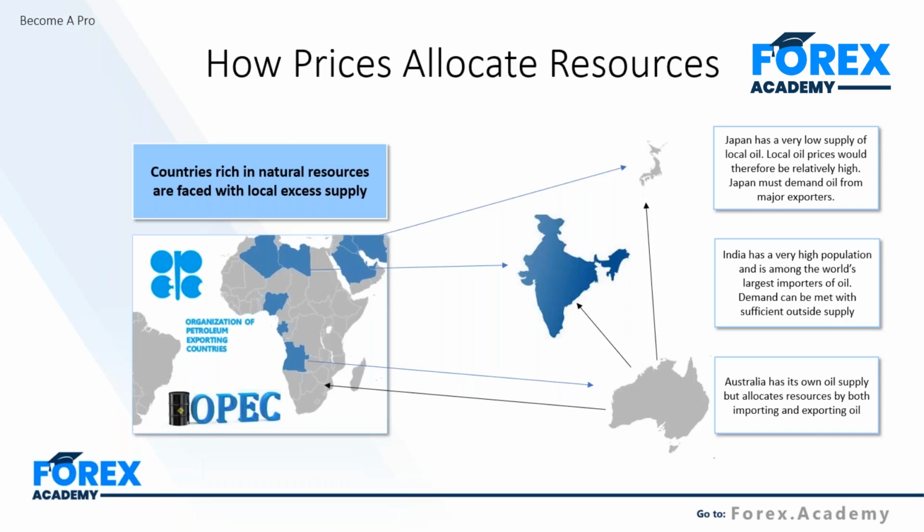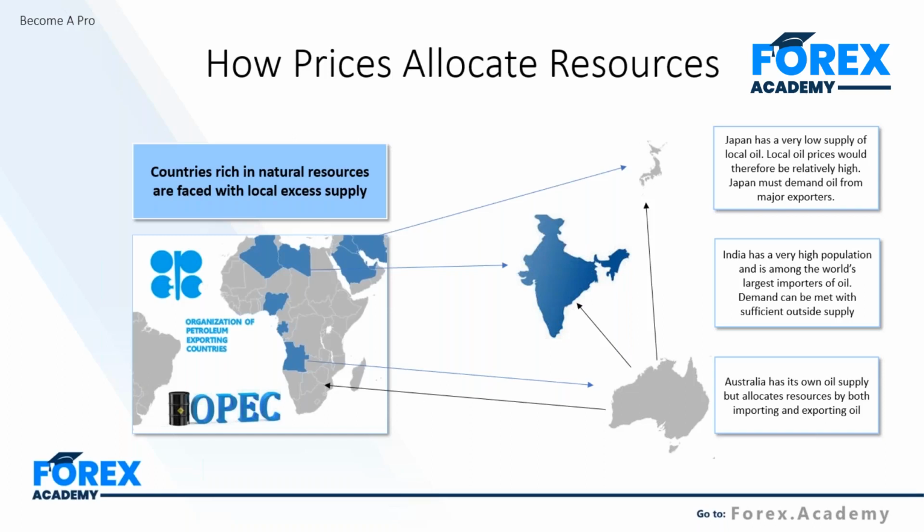So here, with OPEC, we have countries rich in natural resources. They're faced with local excess supply. Okay, does that make sense? So let's choose a country like Saudi Arabia or Qatar. They are relatively small countries on the large scale of the globe, but their number one resource is a natural resource. It's a commodity like oil. Certainly in Ireland, that is not our premier commodity, and we have a level of scarcity for that product.